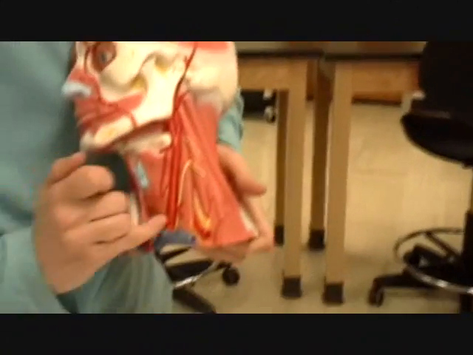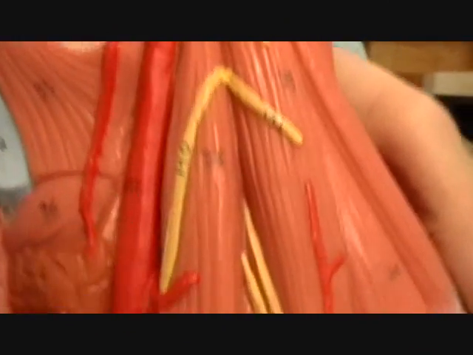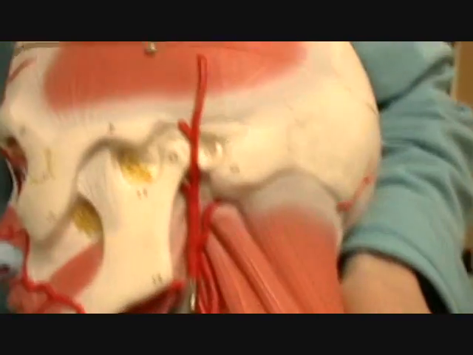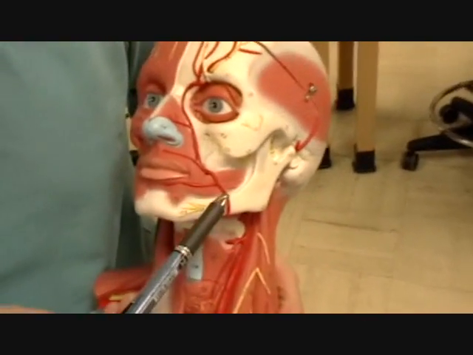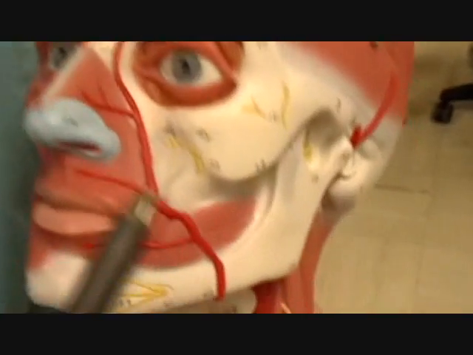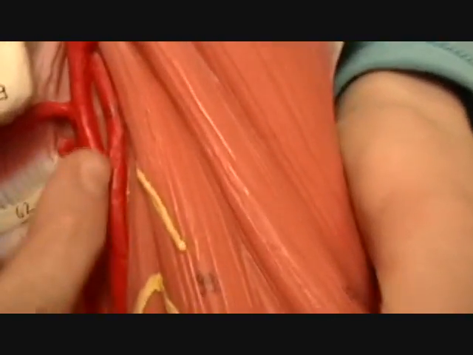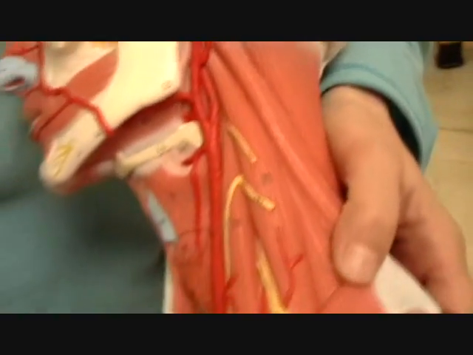All right, these are the vessels of the head. We'll start here with number 107. This is the common carotid artery. Okay, 108, which branches up, this is the external carotid artery. This is the facial artery, 112. This is the internal carotid artery. As you can see, it tucks behind the external carotid artery, 119.